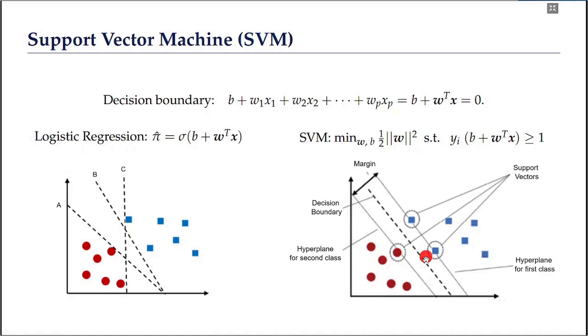So in the support vector machine, the decision boundary could be the one that is represented by a broken line. This broken line is far from the blue points, and at the same time it is far from the red points. So the objective is to maximize this margin, or the difference between the hyperplanes of the different classes.